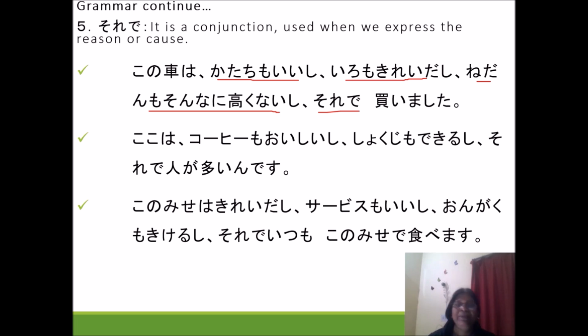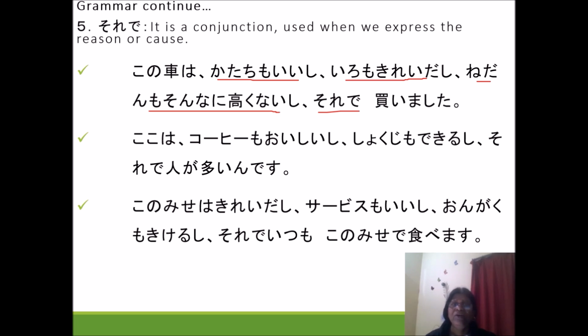My dear friends, never be confused while you are using sore ni and sore de. When you add a similar viewpoint, similar fact, or same situation, then sore ni is used in a sentence just before the last situation or last fact. But sore de we use when we add the reason, when you describe the reason or cause why we do this. Okay.